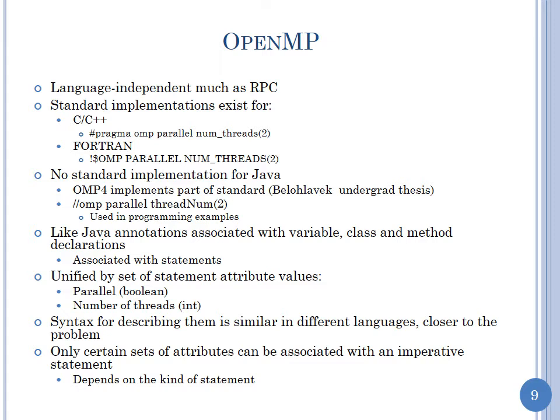But not every kind of statement can be associated with every set of attributes, and it would be nice if the system could figure out that, look, these attributes don't apply to the statement. But because of the halting problem, you can't quite figure out what a statement does. So that's a danger here, that you might specify certain attributes that are not relevant to a certain statement.